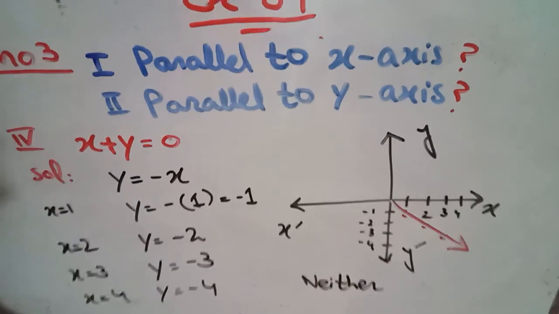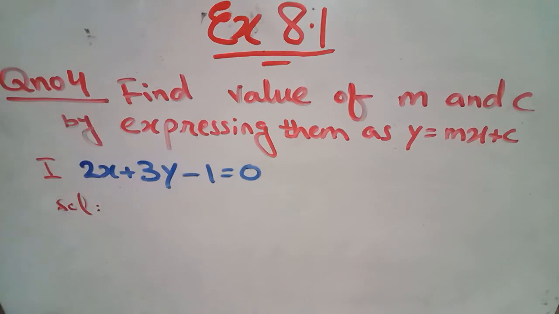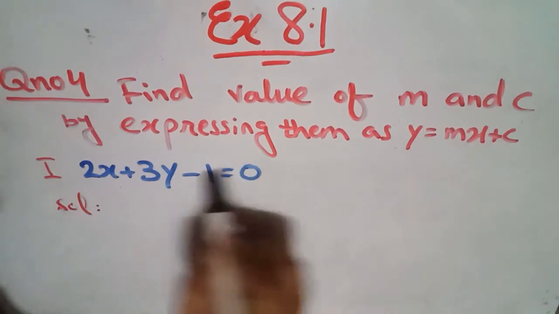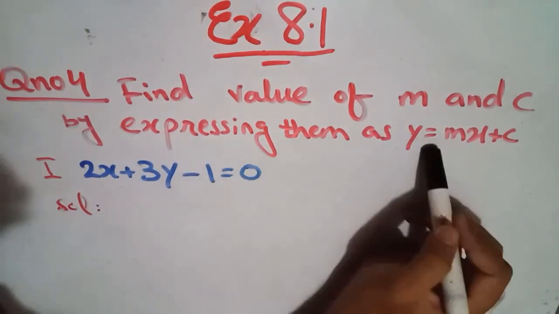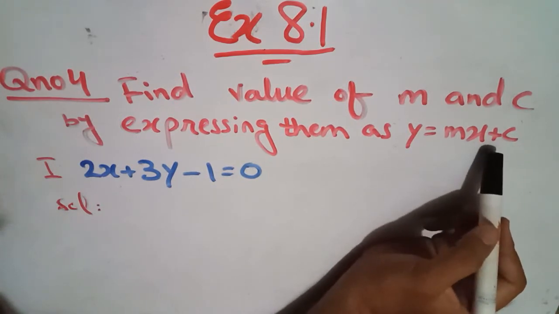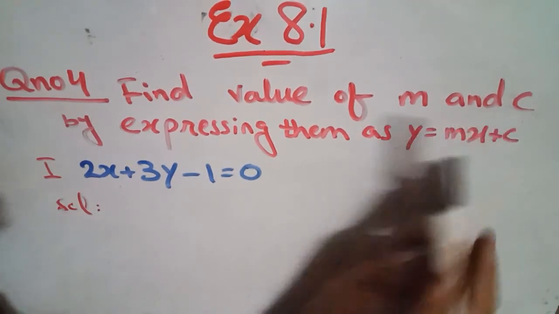Simple. In the next question, question number 4, you will find the values of m and c by expressing the given equation in the form of y is equal to mx plus c. So this is the equation. You will represent this equation as y is equal to mx plus c. By this you will find the values of m and c. Okay, let's try it.